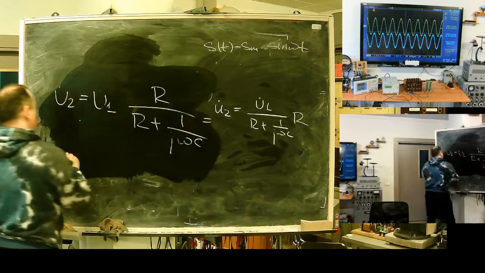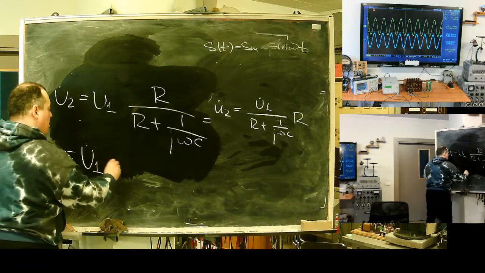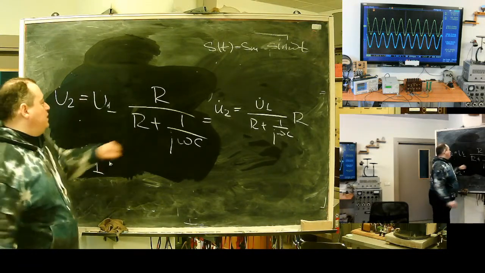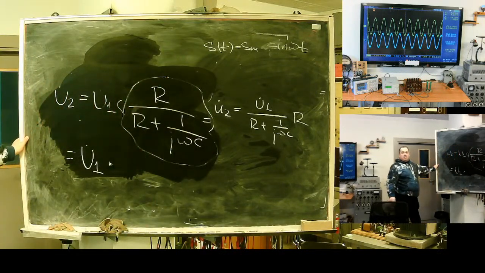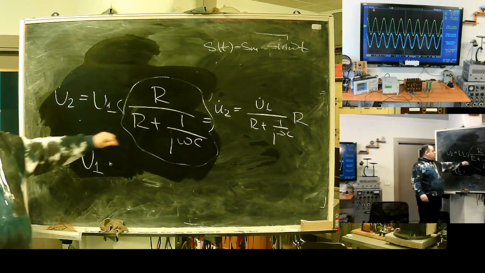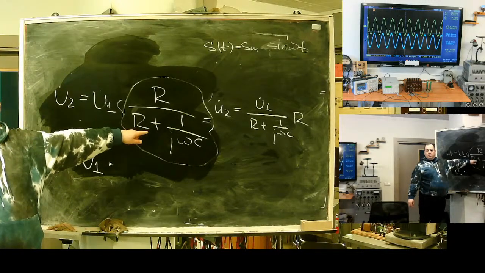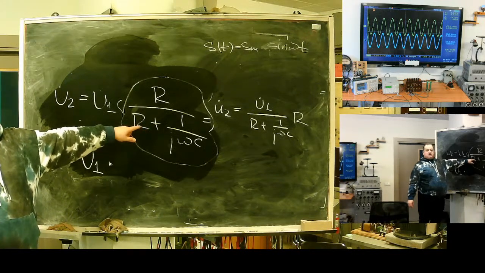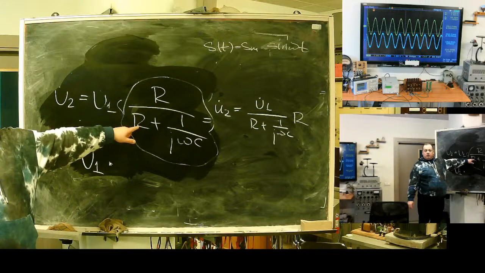I can write it in this form. Input voltage multiplied by, what do we see in the bracket? Is it dependent on input? Do you see any dependence on input? No. Can I assume it's a function? Yeah, but a function of what? What's the argument?